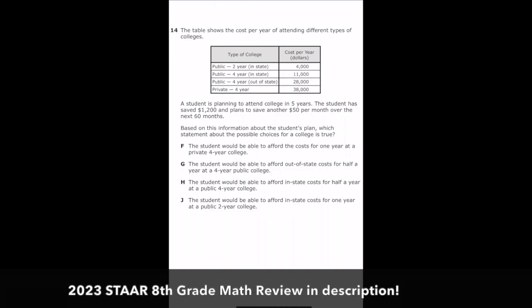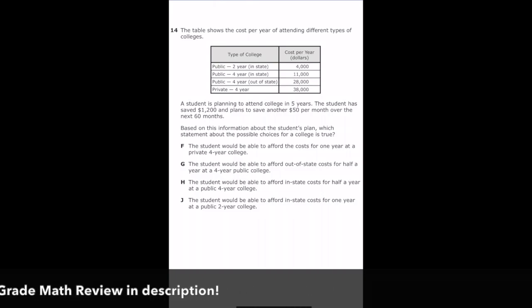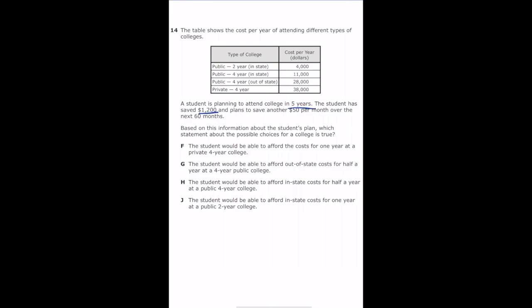This is number 14 from the 2022 8th grade math STAAR test. The table shows the cost per year of attending different types of colleges. A student is planning to attend college in 5 years. The student has saved $1,200 and plans to save another $50 per month over the next 60 months. Based on this information about the student's plan, which statement about the possible choices for a college is true?